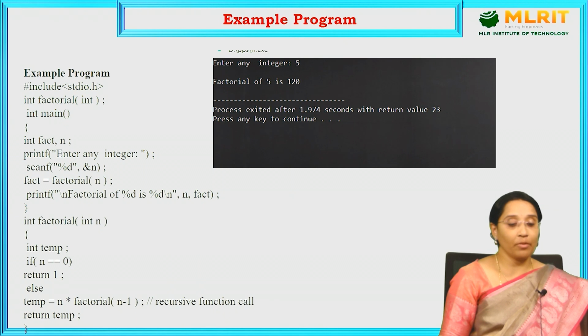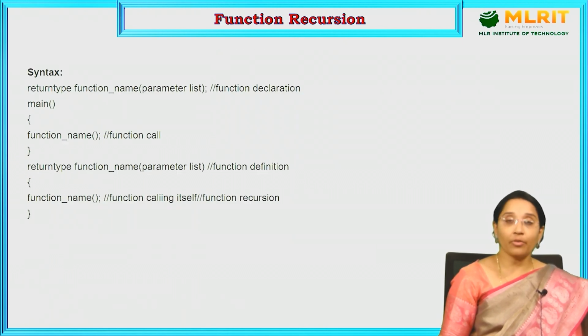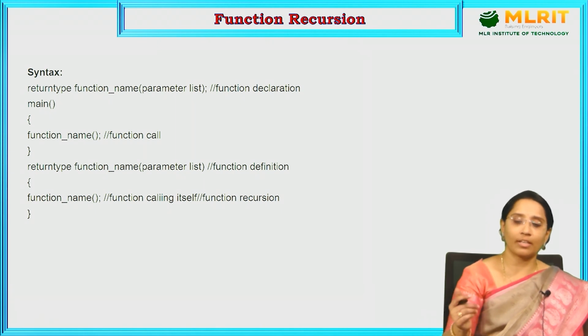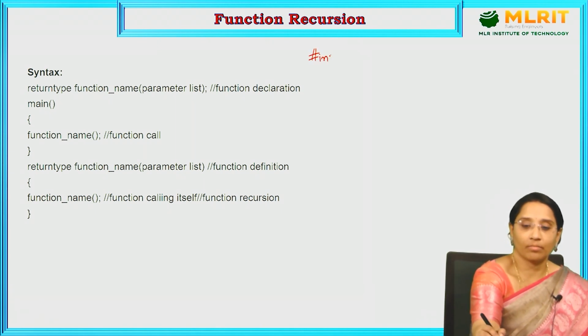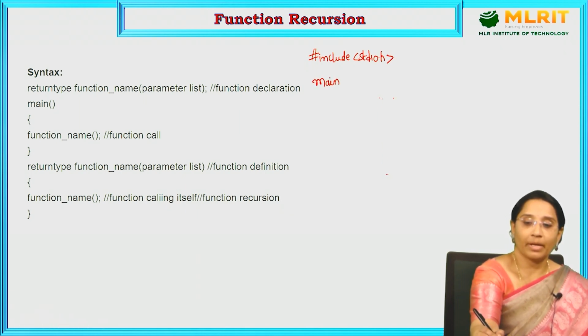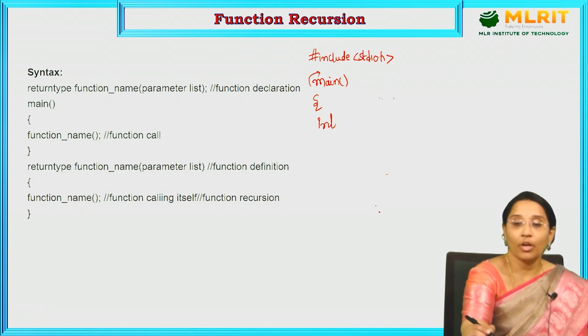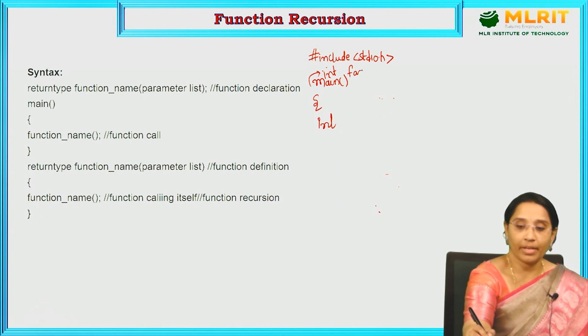So this is the sample program for the factorial: int fact of int n. How to find the factorial of a given number using recursion, or write a C program to calculate the factorial of a number using recursion. Always we will include the header file, and next the main function, and again int. So this is a recursive function. You have to declare the function above the main function.